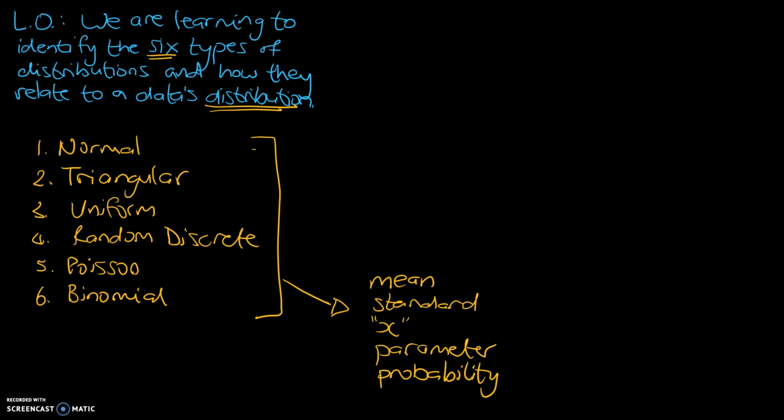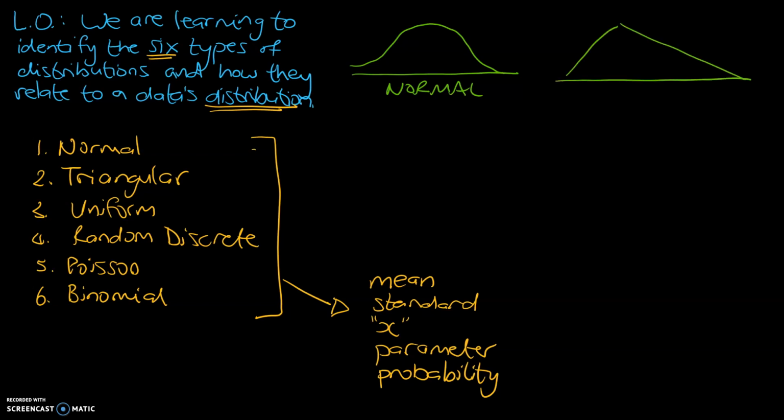These distributions, or these models, often relate to the shape of the data and how that looks. So I'm just going to change to a different color pen. Let's use green. If your data looks like a bell curve, we will remember that would be a normal distribution model. If your data is more triangular in shape, you would be looking to use the triangular model.